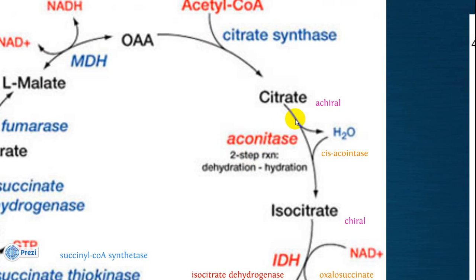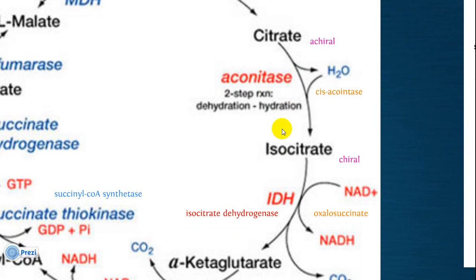The first step will remove a water molecule from this compound, and we will have a partial compound called cis-aconitase. Now, to this cis-aconitase we will add a water molecule. It will be called isocitrate. Why do we do this? Because citrate is an achiral compound, and we need to convert it into a chiral compound called isocitrate, because the chiral compound can make a lot of reactions.